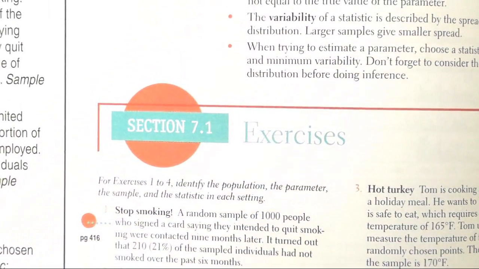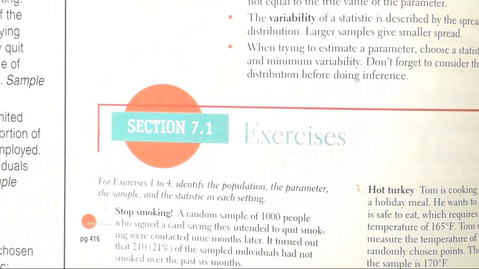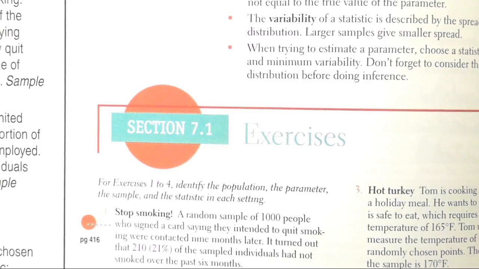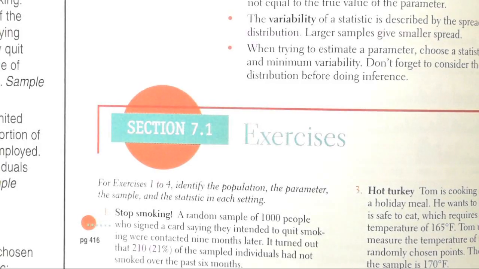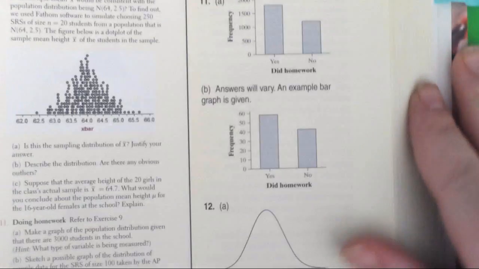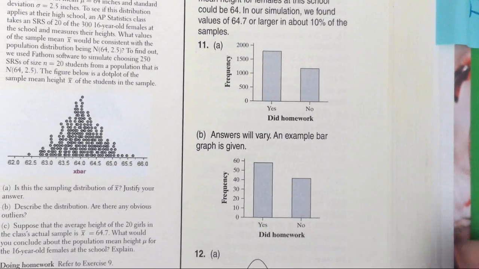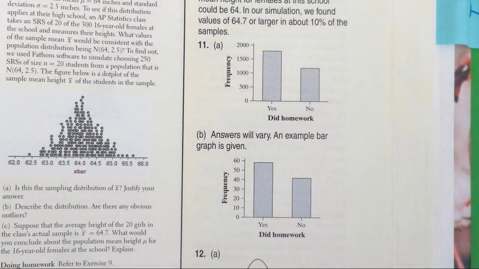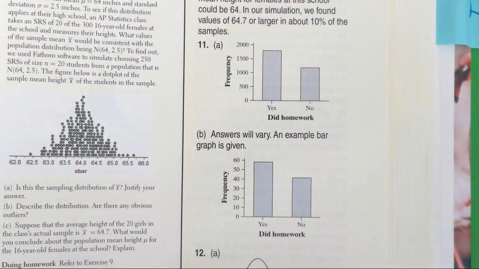Okay. 7.1, any other problems from 7.1 homework that you got stuck on? Did you do number, or how do you get the graphs for number 11? Number 11. Look back at number 9. Here is what my key has. If I read the problem, it says, make a graph of the population distribution given that there are 3,000 students in the school.